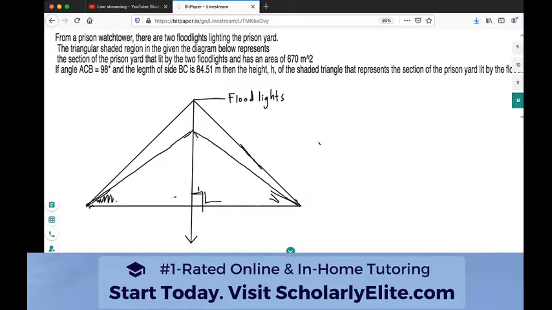Cool. This here is a 90-degree angle. That's important. So we've got shade for shade. Okay. And then we've got these here. So this is also a 90-degree angle. This is C. This is also a 90-degree angle. You can't really tell, but it's there. And then this is the prison watchtower.